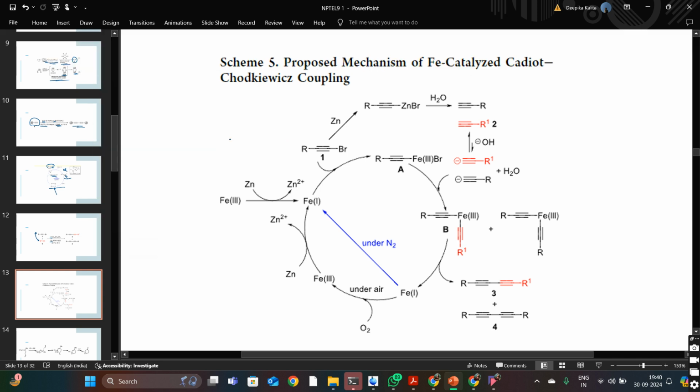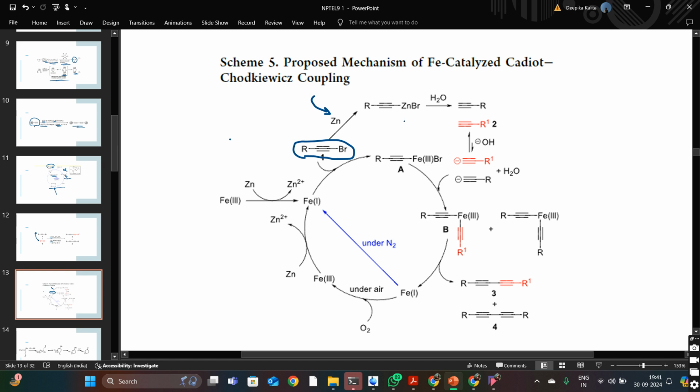Okay, so this is the substrate from which we are going to start. See, first we are adding zinc to the reaction medium.